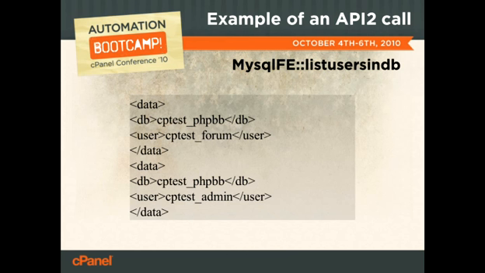And here you can see that list users in DB returns back two sets of data, which is actually, on the Perl side, an array of hashes, which both contain DB and user, which basically states which users have access to the cptest_forum database. Now, when you're working with a data structure, it's not very useful to just have it returned as a data structure to the user. That's not something that they care to see. Generally, you're going to have to template it.